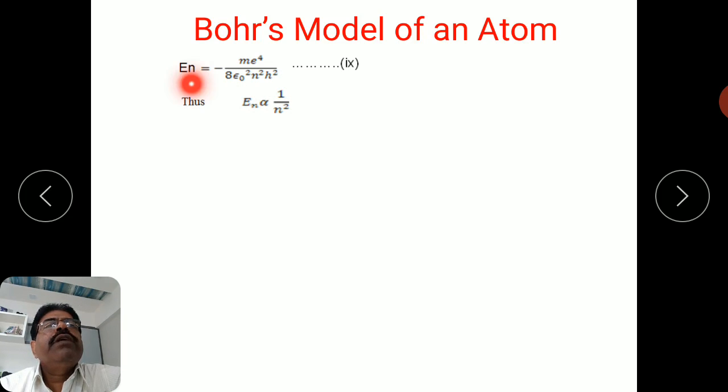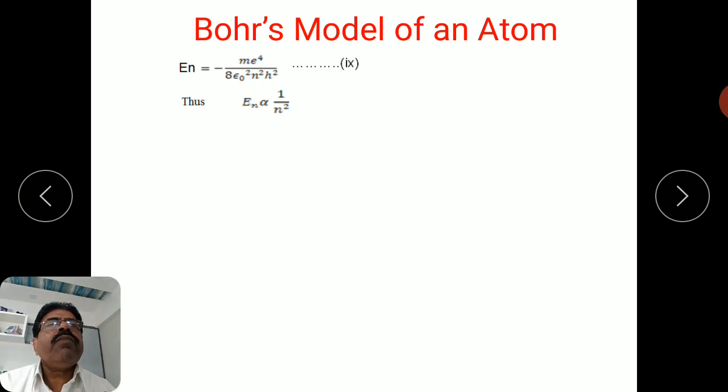Why have we used n here? Because if you see in this equation, m, e, epsilon 0, h, all these are constants. The only thing that is variable is n, which is the principal quantum number. Therefore, En is directly proportional to 1 upon n square.